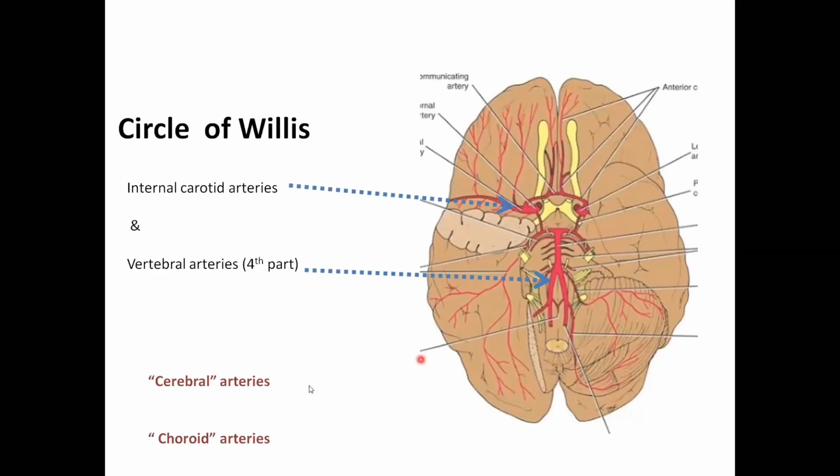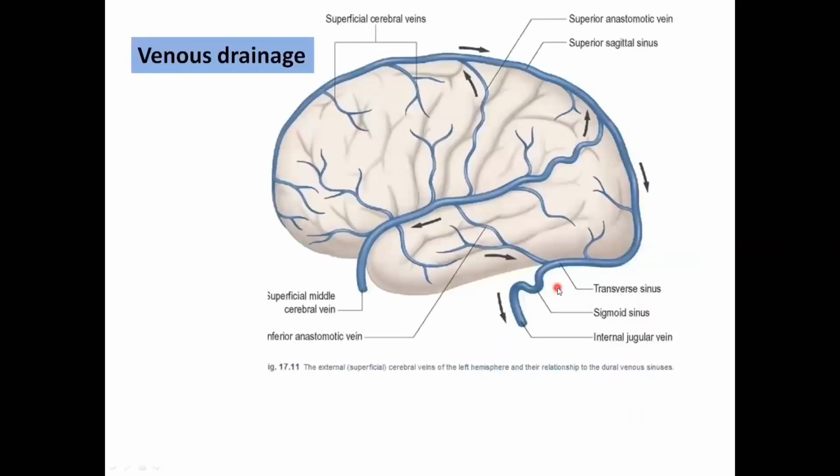The cerebral arteries supply the cerebrum. The choroid arteries are the name given to those arteries which are going to supply the choroid plexus in the ventricles. The cerebellar arteries, I told you, are going to arise from the vertebral artery and the basilar artery. The anastomosis between the two vertebral arteries to form the basilar artery is a very unique feature happening in the cranial cavity. It doesn't occur elsewhere in the body.